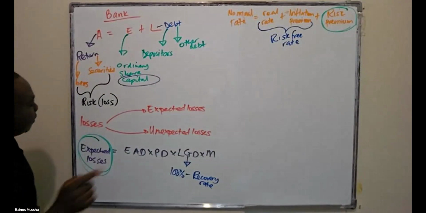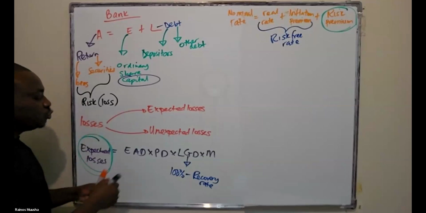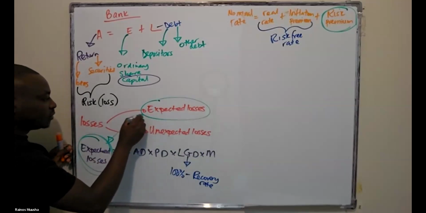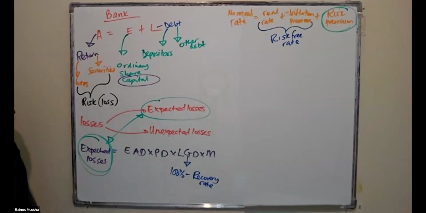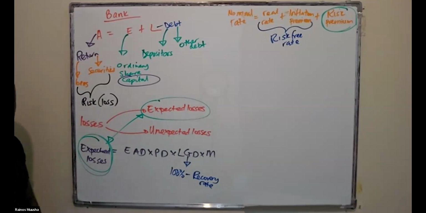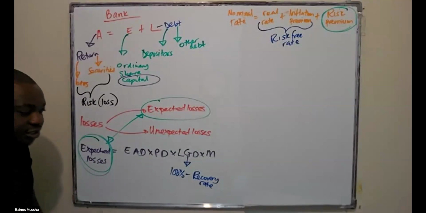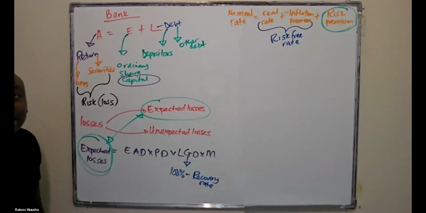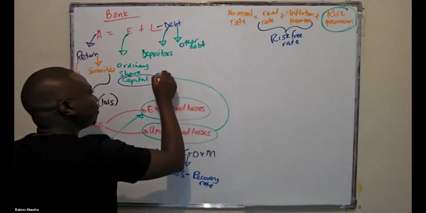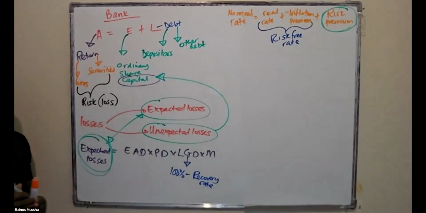It will depend on how much losses we are expecting to cover. But remember, losses are not only going to be based on expected losses, which I explained here. Our losses can also emanate from unexpected losses. So how do we cater for these unexpected losses? These unexpected losses are going to be catered for by making sure that we have enough capital to cater for them.